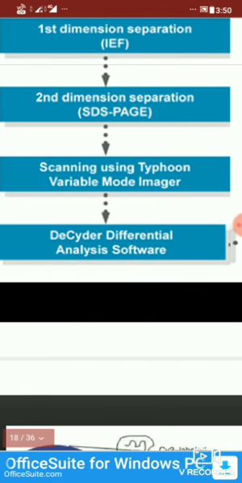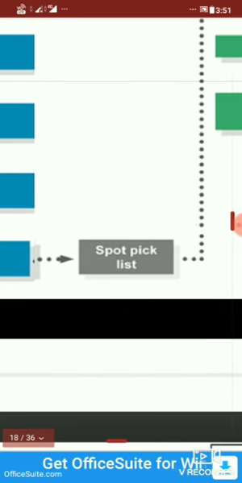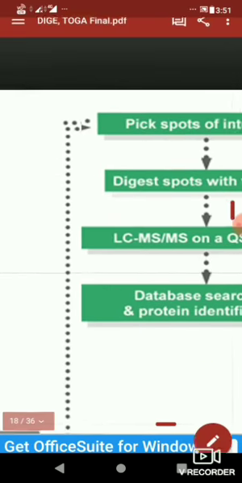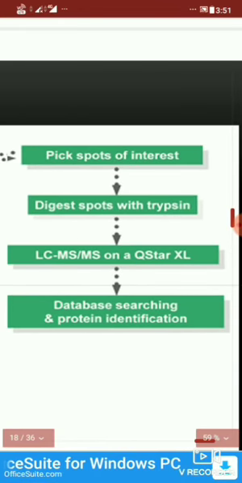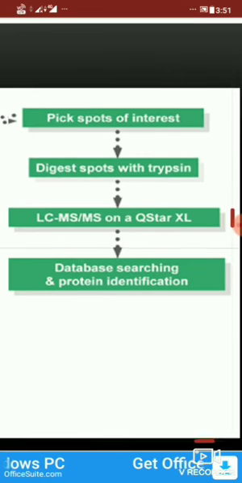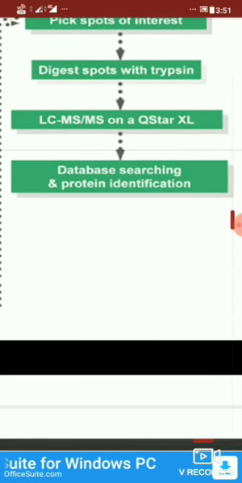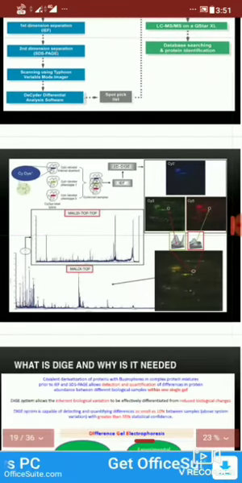And then we have an analysis software. The name of the software is DIGE. It is a differential analysis software used to analyze the spots. From there we can pick any spot, and whatever spot has been picked, we can digest it on the gel with trypsin, and after digestion you can pick the spot and go for LCMS. LCMS will help us in analyzing what kind of protein it is. That protein can then be matched with the available database, and you can find out the type of protein that you have found.